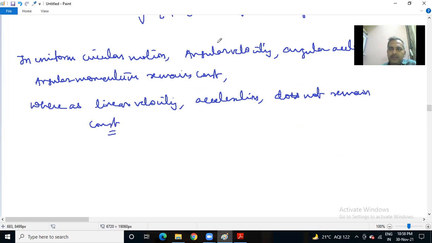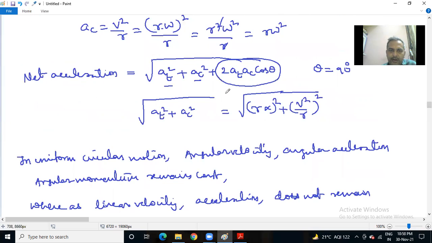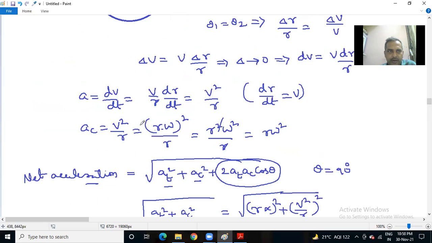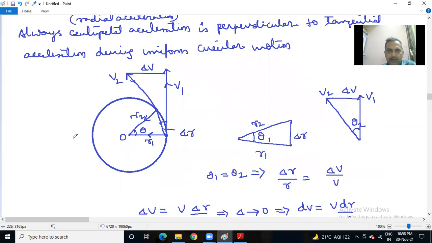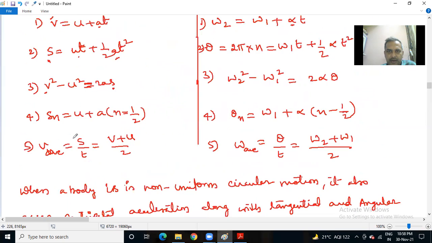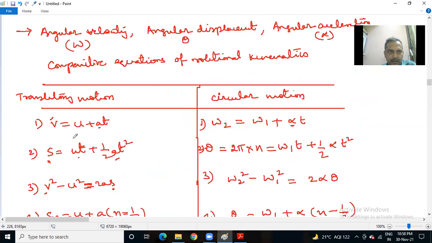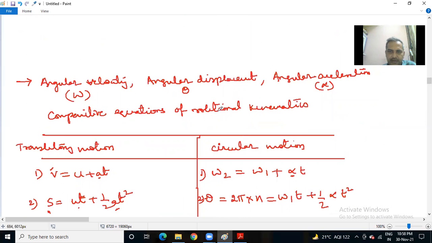Students, in my next video, I'll continue with the numericals based on net acceleration, numericals based on centripetal acceleration, and numericals which are related to the comparative equations of rotational kinematics.